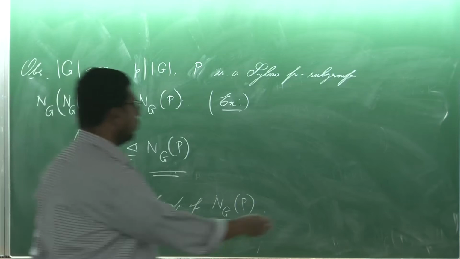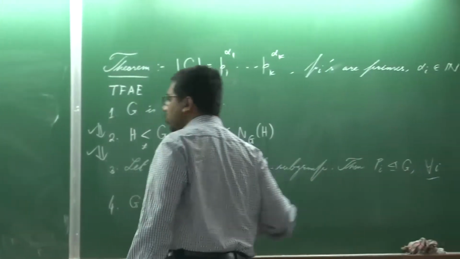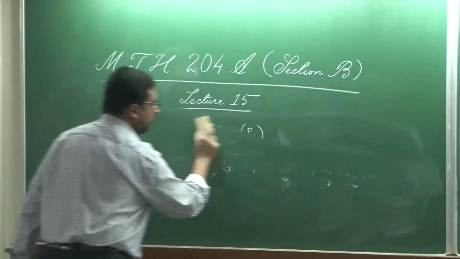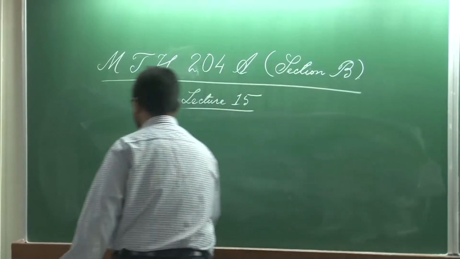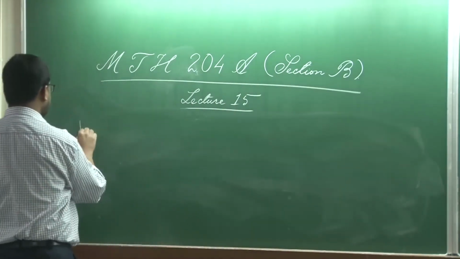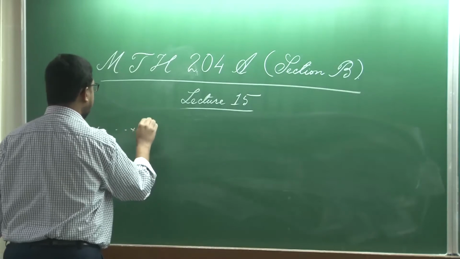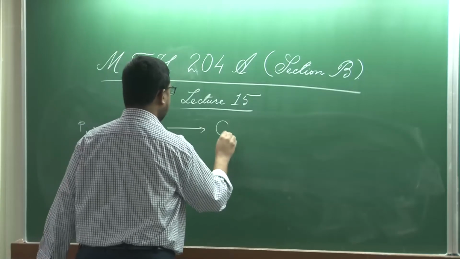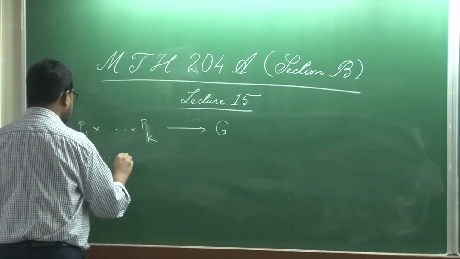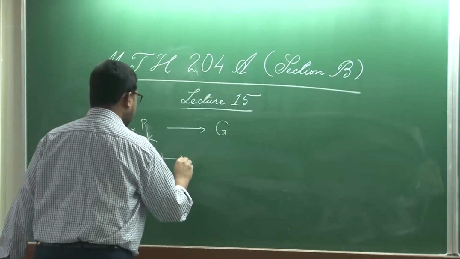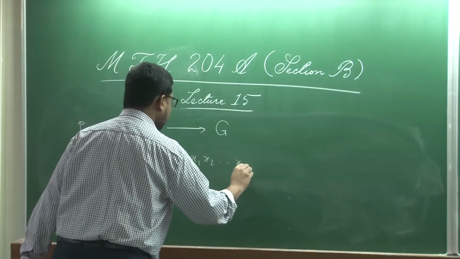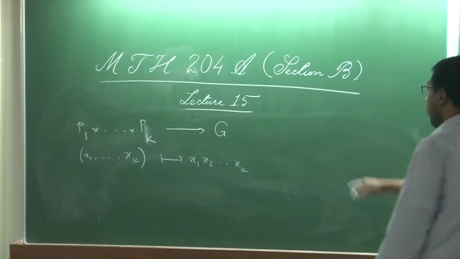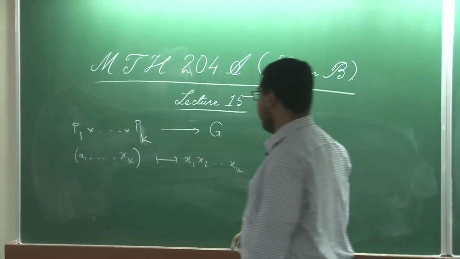Alright, so now we are supposed to prove 3 implies 4. So how to show 3 implies 4? We have to do the following, the most obvious choice: we have this direct product from here to G. We would like to consider the following natural map: (x1, ..., xk) goes to the product x1 up to xk. Now we aim to show that this map is an isomorphism.